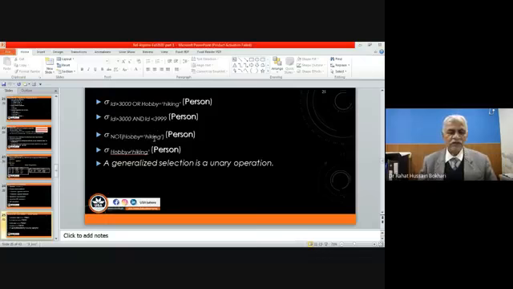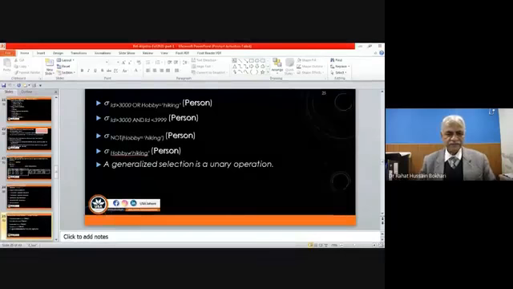You need all those rows in which the hobby of that record is not given as hiking. बाकी rows सारी आपको दे देगा। Hobby not equal to hiking. So this is generalized selection, a unary operation. नहीं इसकी समझ आई तो पूछ लो बेटे। Any question about that?